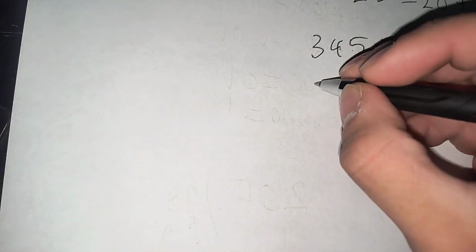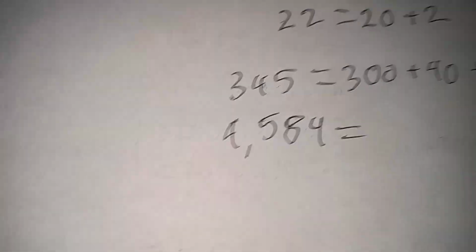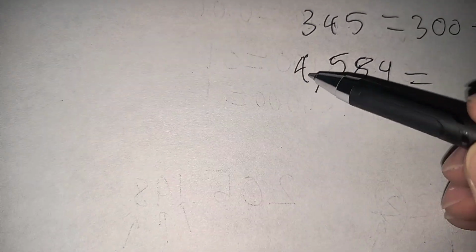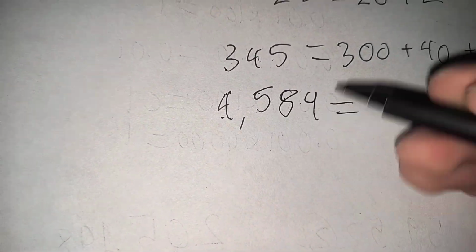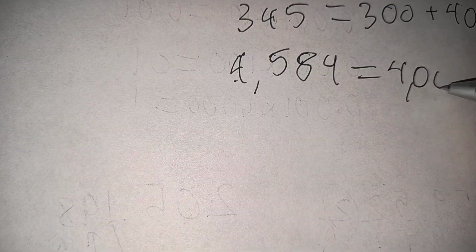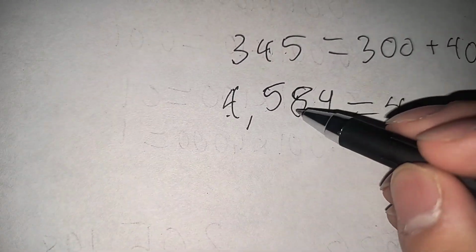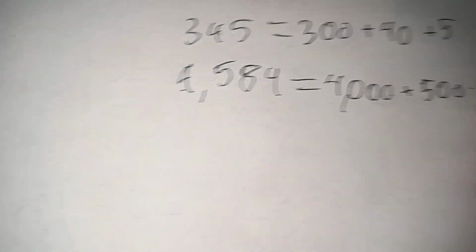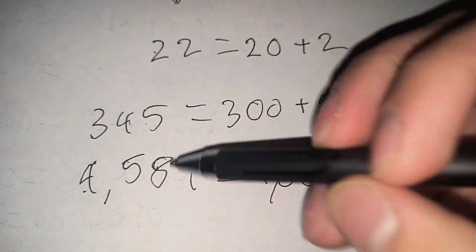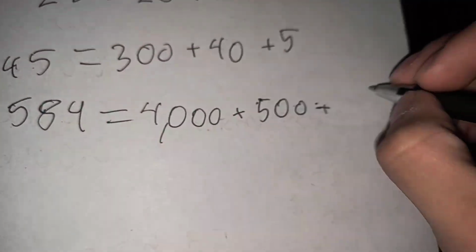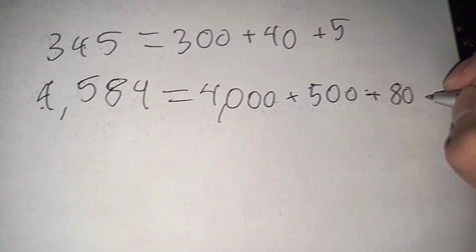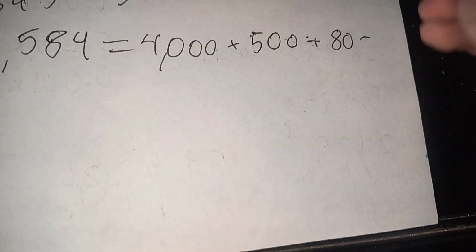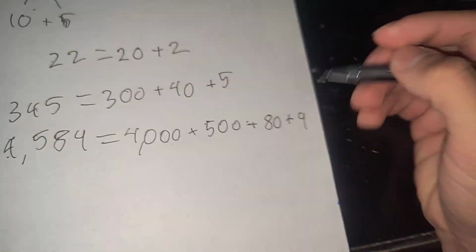What about 4,589? Well, we get 4,000 right here, so 4,000 plus 500 right here, 500 plus, and then we got this 80 right here, this 8, which is 80. And then we have the 9. And there you go, that's the expanded notation.